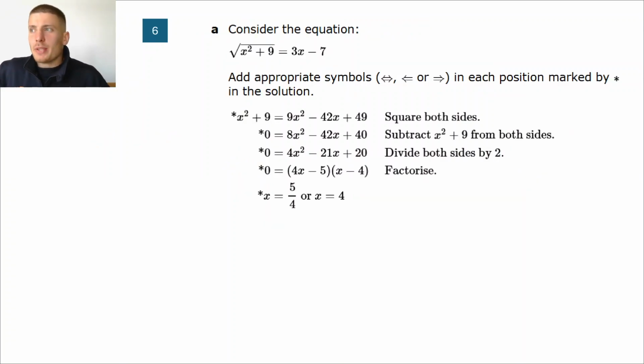So the key thing really with these questions is if you're squaring stuff or if you're dividing through by 0, you've got to be really, really careful with consequence and equivalence, which is the case with question 6 here. So consider the equation. We've got the square root of x squared plus 9 is equal to 3x minus 7. And it says add the appropriate symbols, so either equivalence going both ways or consequence in each position marked by an asterisk. So the first one, they've squared both sides. What they've done to get rid of this root sign here is they've squared it, and then they've squared 3x minus 7. If you square 3x minus 7, you do get to this.